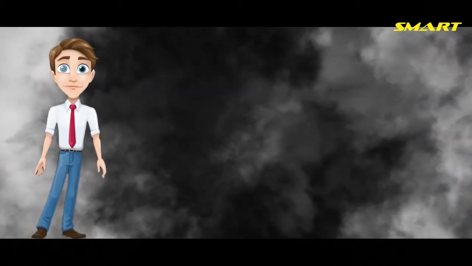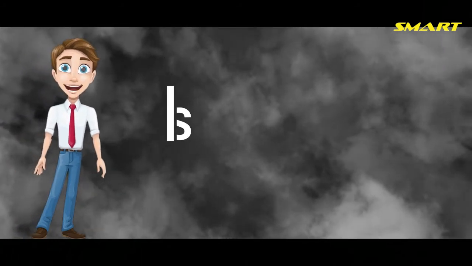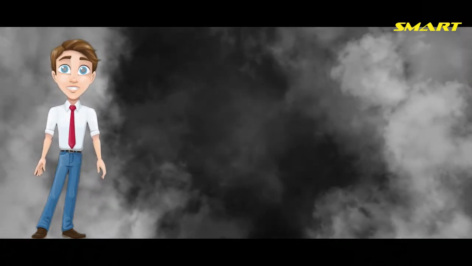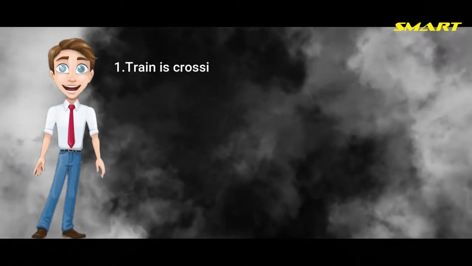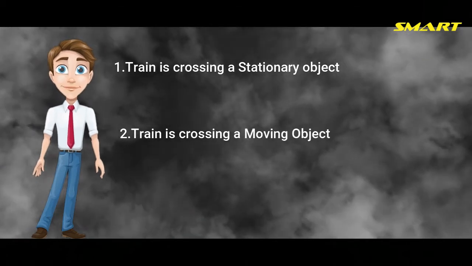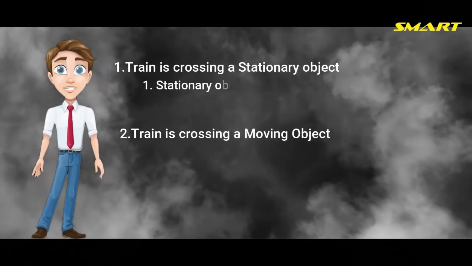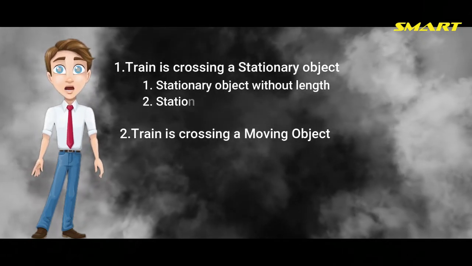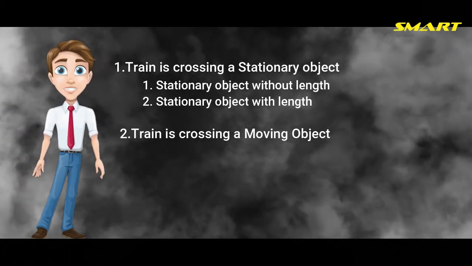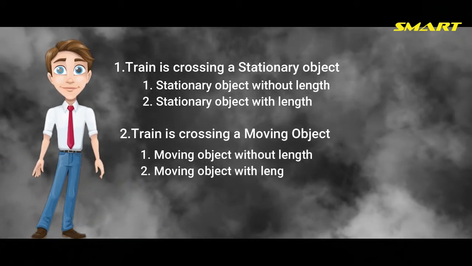Now we can discuss one of the confusing kinds of questions under time, speed and distance, and that is problems on trains. Mainly there will be two types of questions. First one is train is crossing a stationary object, and second one is train is crossing a moving object. And the first one we can divide into two: stationary object without length, and stationary object with length. For the second one also there are two categories: moving object without length and moving object with length.